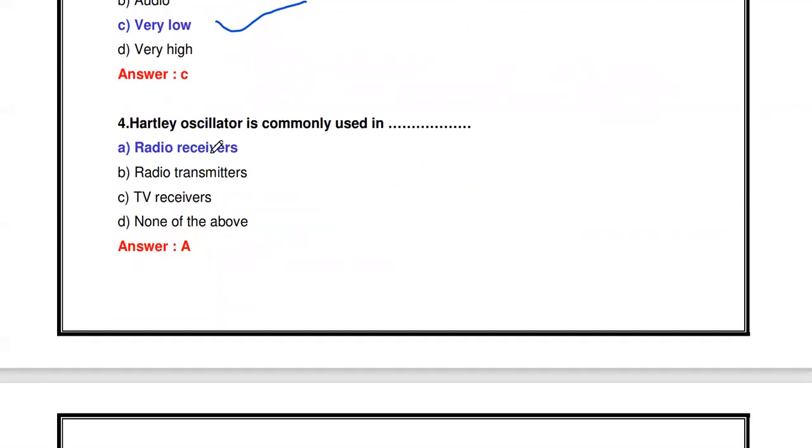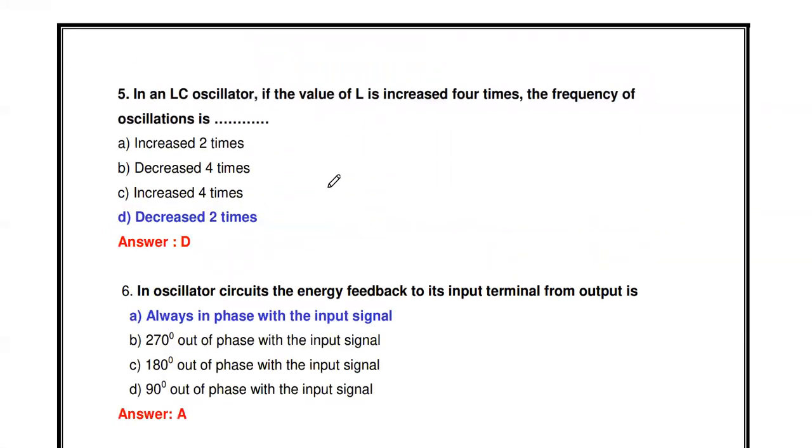Then the next one: the Hartley oscillator is commonly used in dash. You know Hartley and Colpitts are all LC oscillators. The Hartley oscillator is commonly used in radio receiver, transmitter, TV receiver, or none of the above. The answer is radio receiver. The application of the Hartley oscillator is radio receivers. The crystal oscillator is used in radio transmitters. So just remember the applications of each oscillator.